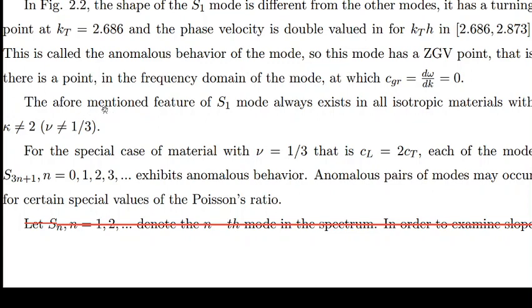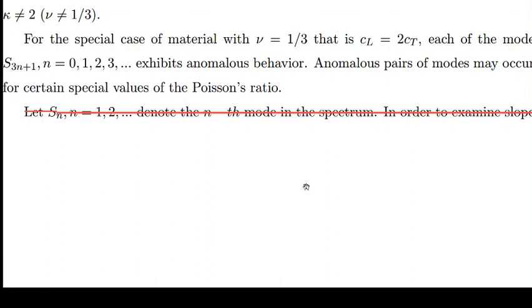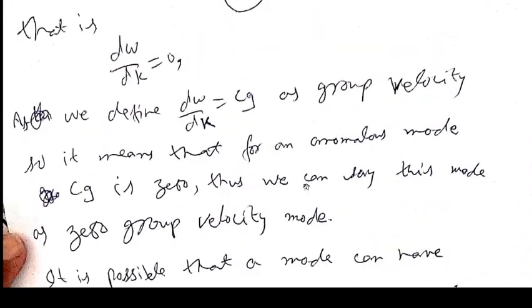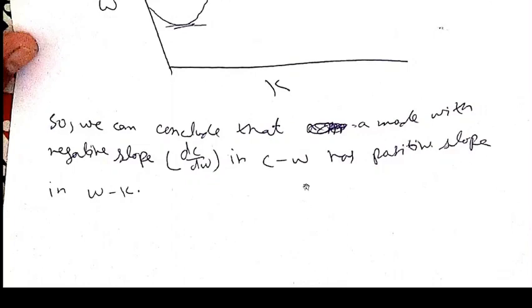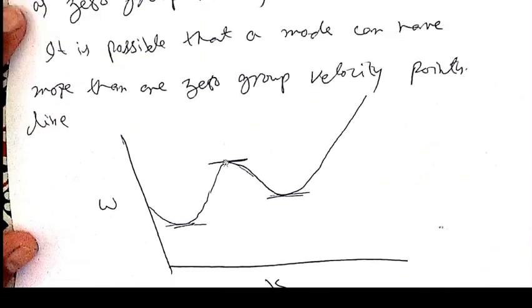This is something extra written. The aforementioned feature, the S1 mode, always exists in all isotropic materials. We have written that for all isotropic materials, almost all S1 modes are anomalous, and for this type of material we have infinitely many anomalous modes. So you can have more than one zero group velocity point. If the shape of the mode appears like this, then you will have three points, 1, 2, and 3, where d omega by dk is 0, which means that this particular mode has three zero group velocity points. It can have 2, 4, 5, whatever.